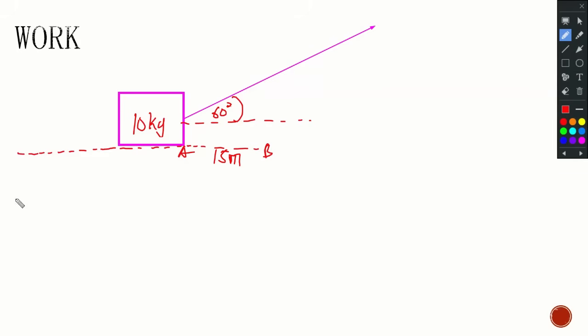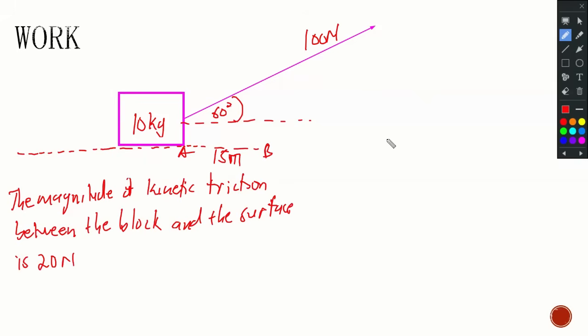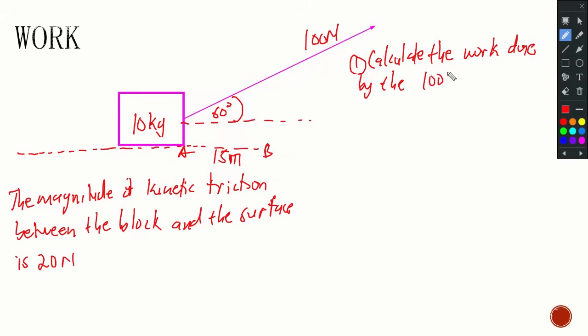Now, the magnitude of kinetic friction between the block and the surface is 20 Newton. Let's say a force is being applied of 100 Newtons. Okay, so number one, calculate the work done by the 100 Newton force.